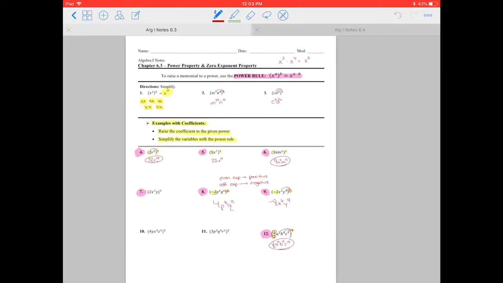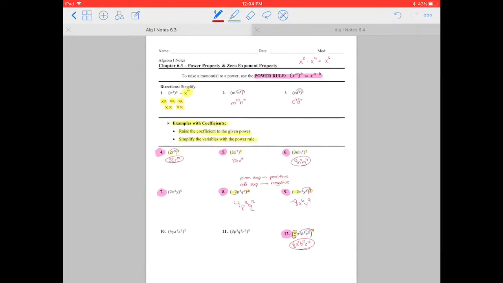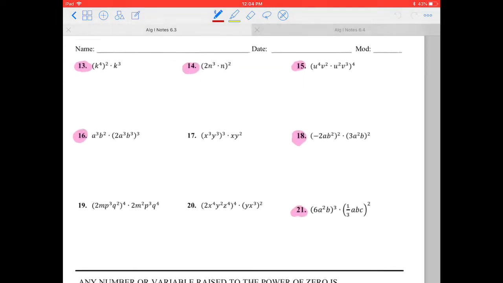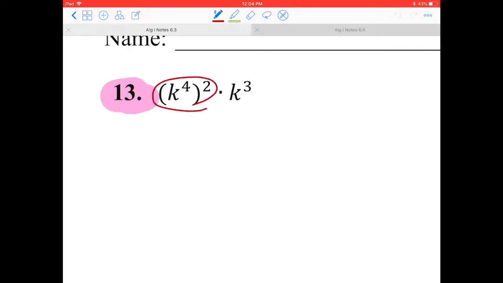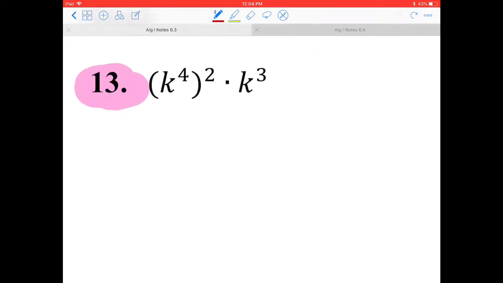That's pretty much the gist of it, guys. That's the basics of how this works. On the back page here, I have some more problems that are a mixture. What I mean by that is you're going to have the power property and the product property that we did last week. So you really need to know how to do these problems as well. These are the types of problems that you're going to see on your quiz, homework, etc. So 13.